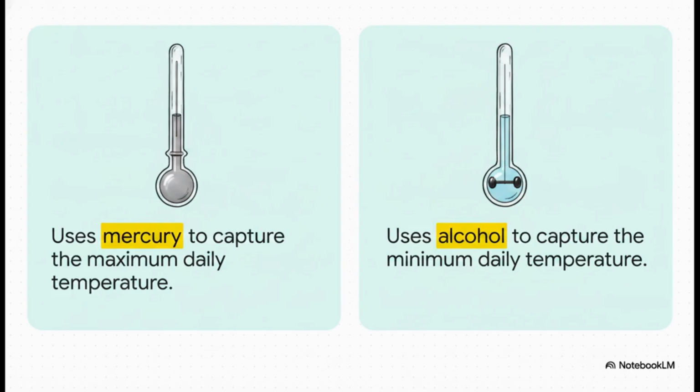Then, right next to it, we have the minimum thermometer. Now this one uses alcohol, which is clear. And inside that alcohol, there's this tiny dumbbell-shaped sliding marker. As the air cools down at night, the alcohol contracts and moves down the tube, dragging that little marker along with it because of surface tension. When the sun comes up and the temperature rises again, the alcohol just flows right past the marker, leaving it sitting exactly at the lowest temperature point of the night. Pretty clever, right? Together, these two thermometers give us the perfect thermal boundaries for our farm's entire day.